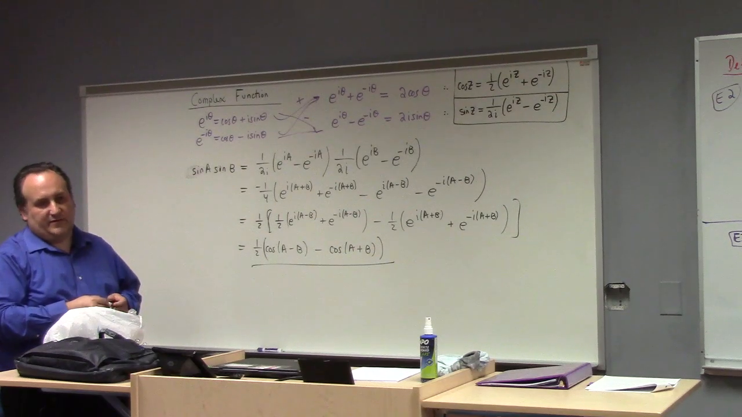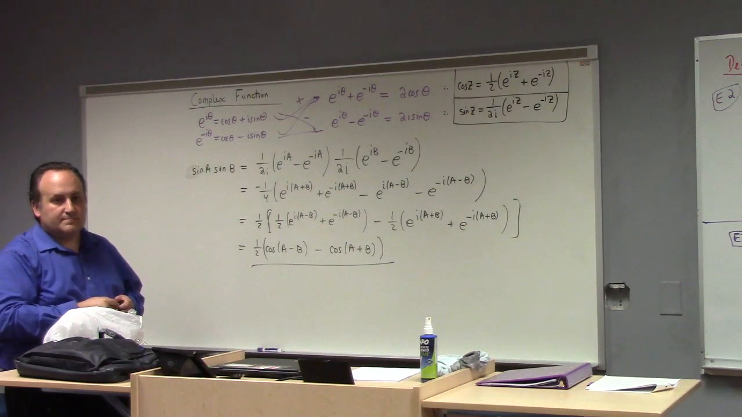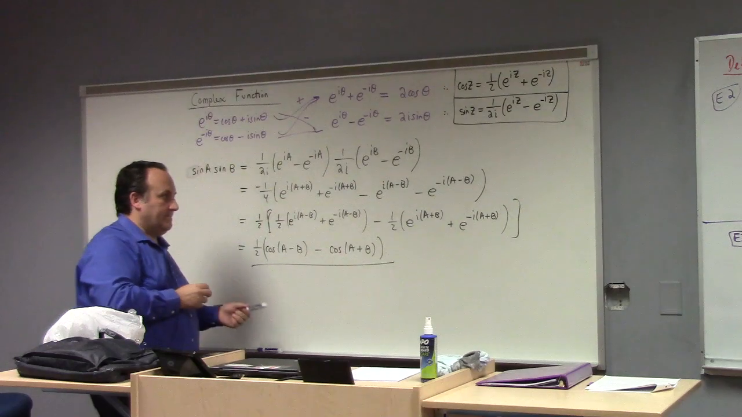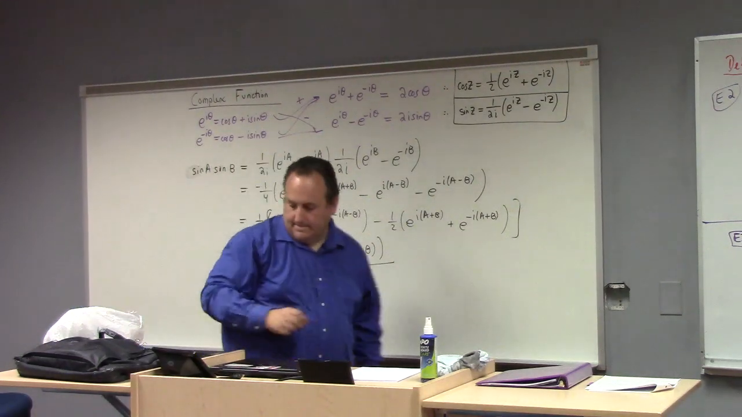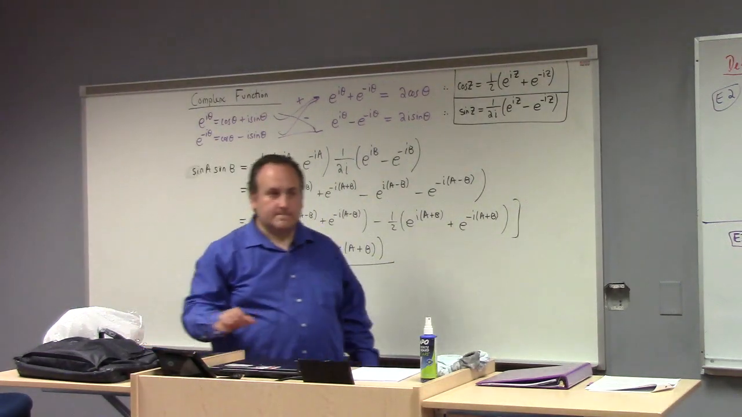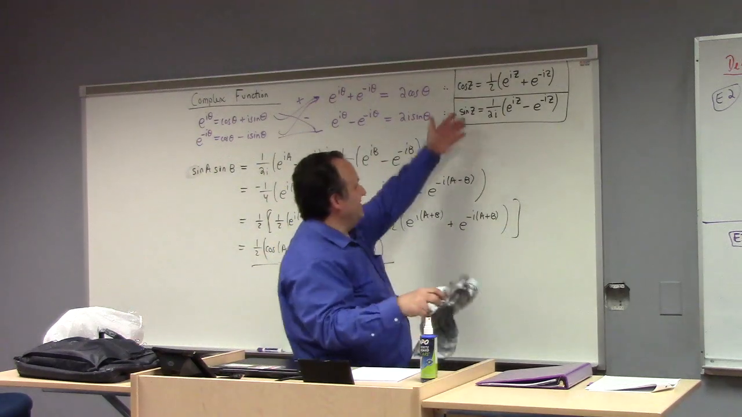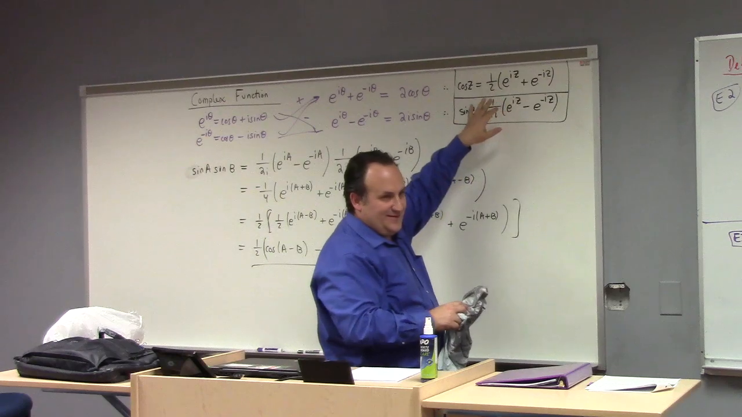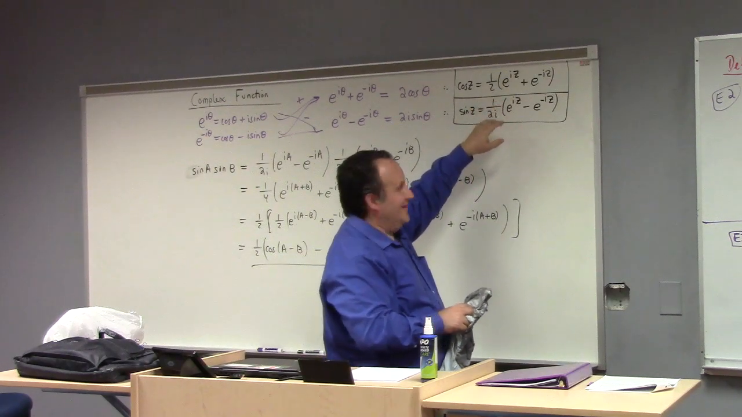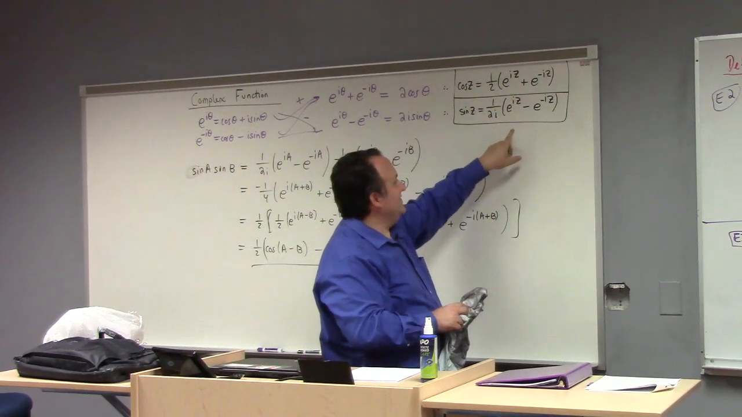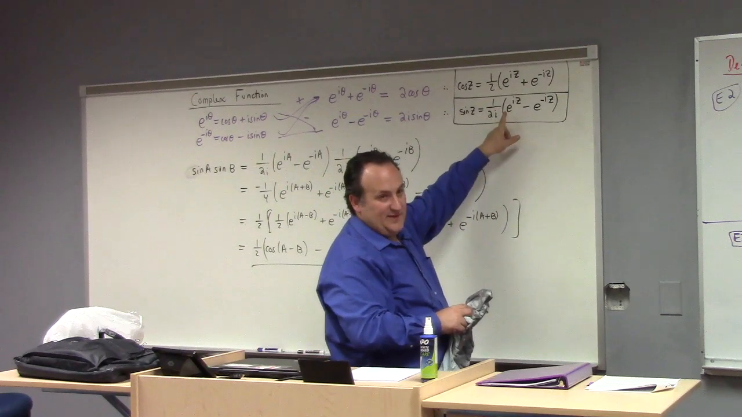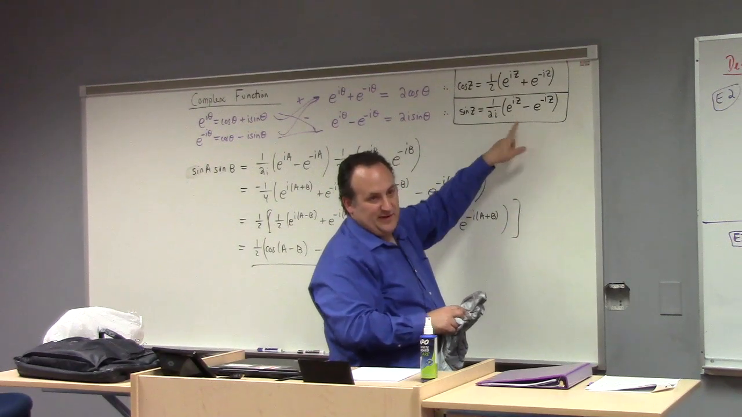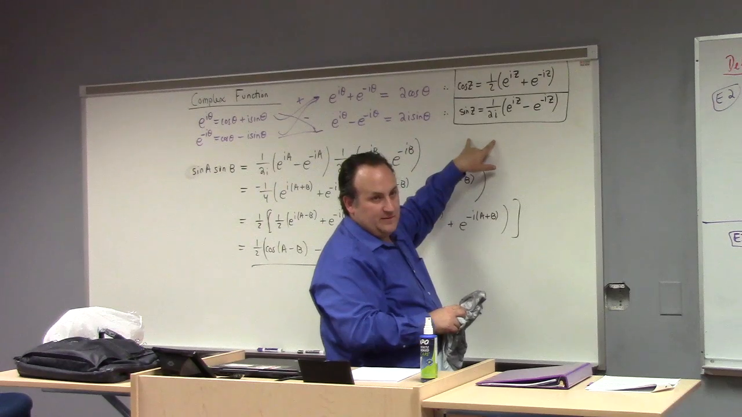You can check some elementary things, like what's cosine of 0? Well, 1. Yeah, but you worked it out, you just didn't say it. Sine of 0 is 1 over 2i times (e to the 0 minus e to the 0), also known as 1 minus 1, also known as 0. Sine of 0 is 0.